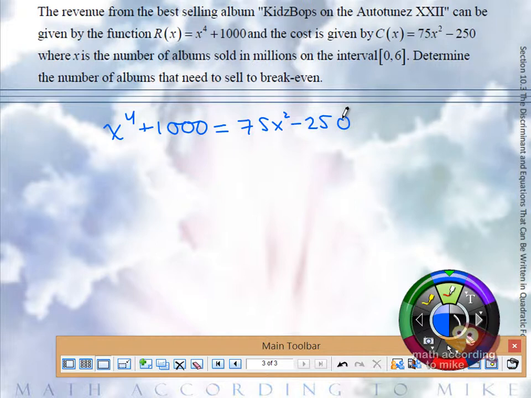All right. Well, in all of our previous examples, we had it in standard form where everything is on one side, namely the left, and 0 is on the right. So how do I get this into standard form? There you go. So we're going to subtract 75x squared. We're going to add 250.